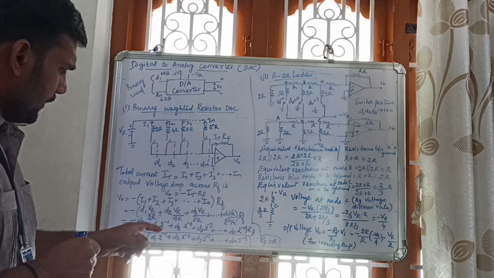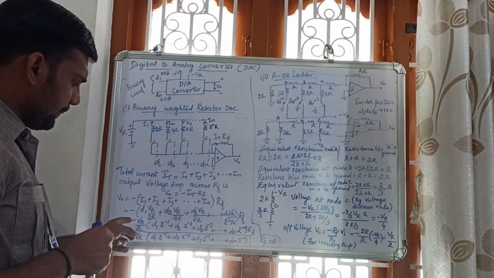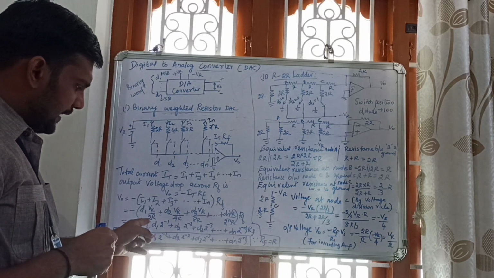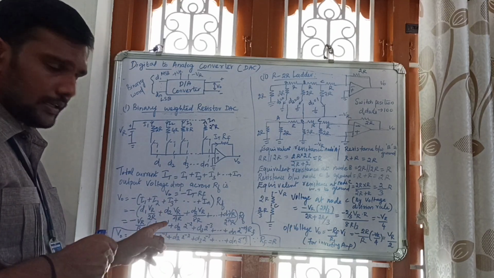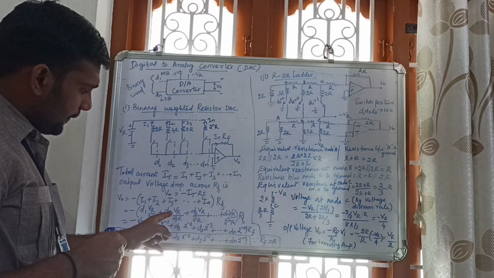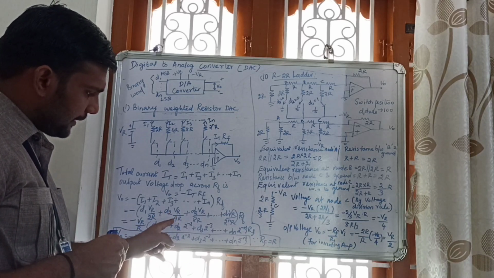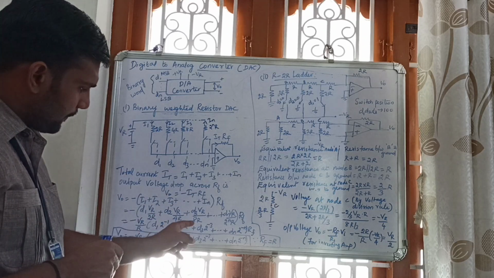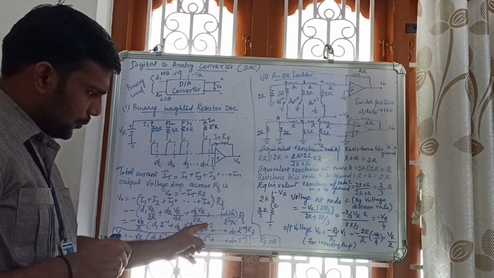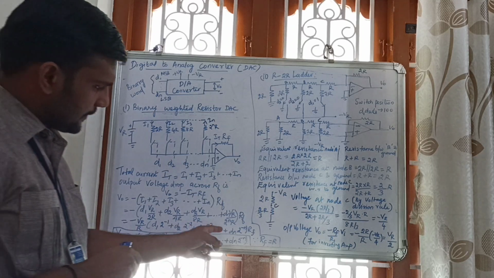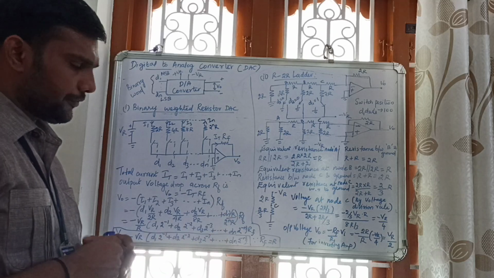In the next step, you just bring VR divided by R outside. So what will you get? Minus VR divided by R, D1 divided by 2, that can be written as 2 power minus 1, plus D2 into, this 4 can be written as 2 power minus 2, plus D3 into this 1 divided by 8 can be written as 2 power minus 3, plus etc. up to Dn 2 power minus n, into RF.